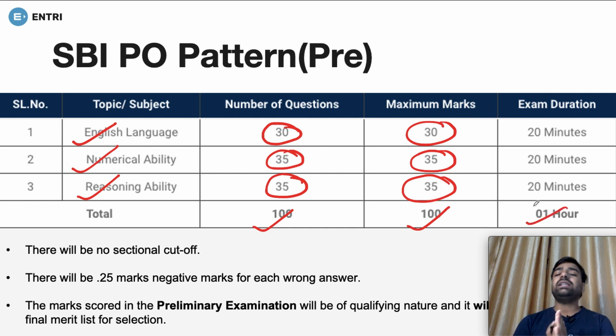Fine. But the main thing about the prelims part is that no sectional cutoff is there, and there will be a deduction of 1/4, or rather 0.25 negative marks, for each wrong answer. The marks scored in the prelims will only be of qualifying nature and will not be included in the final merit list. This is very important, because students think that it is going to be used in the merit list, but no. Prelims is just of qualifying nature, so you will be sitting in the mains examination, and those marks are very important, because mains marks and interview marks are to be used in the final merit list.